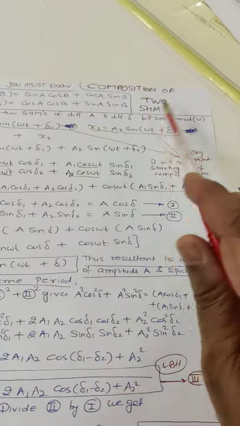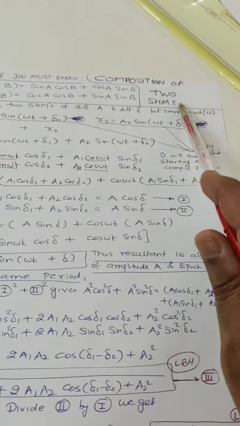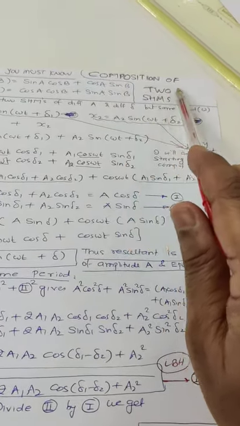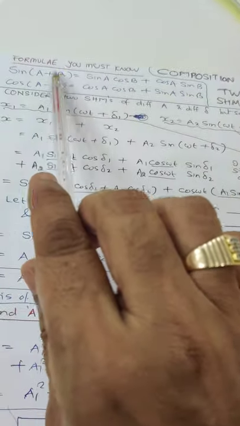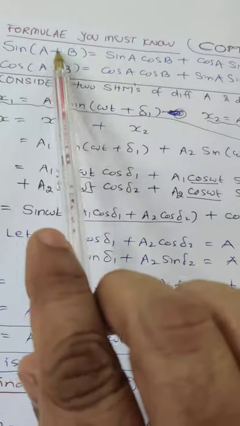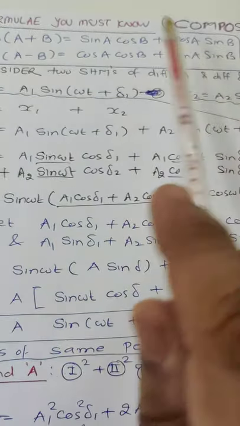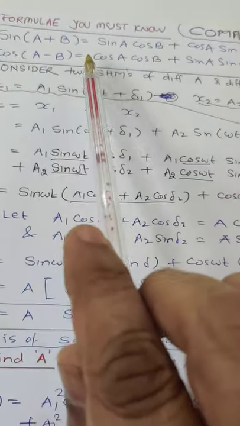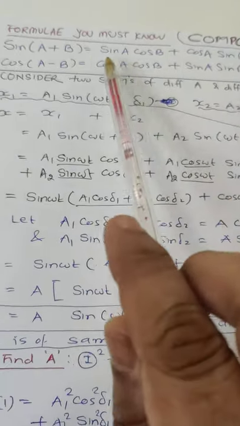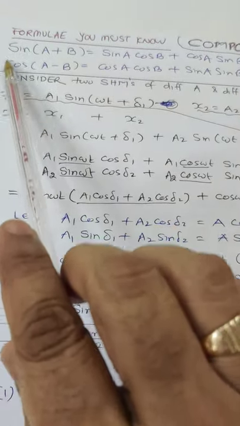Just understand, composition of two SHMs, very important from examination point of view. Explain composition of two SHMs. Though before going to the theory, the formula which you must know is sine A plus B is what? Sine A cos B plus cos A sine B, and cos A minus B, which is cos A cos B plus sine A sine B, which all PCM students know, very easy.